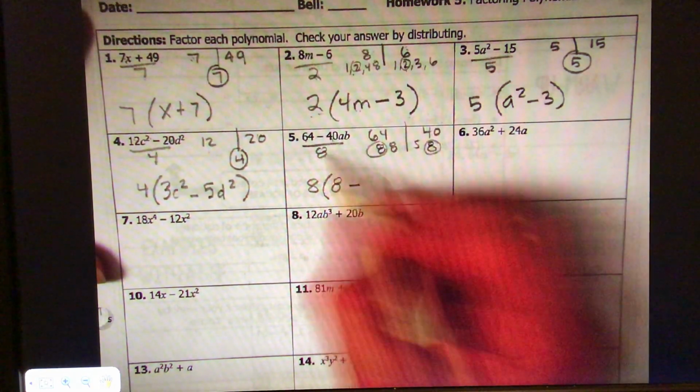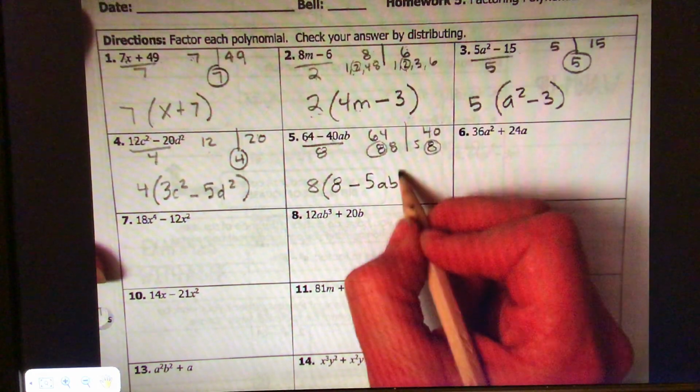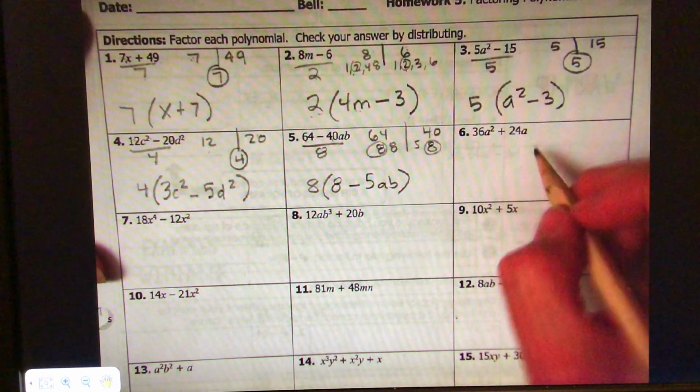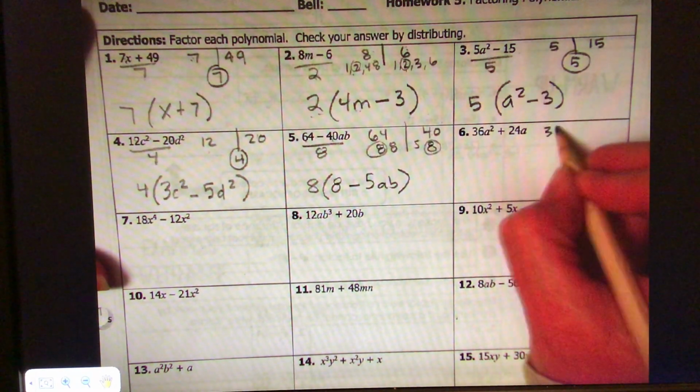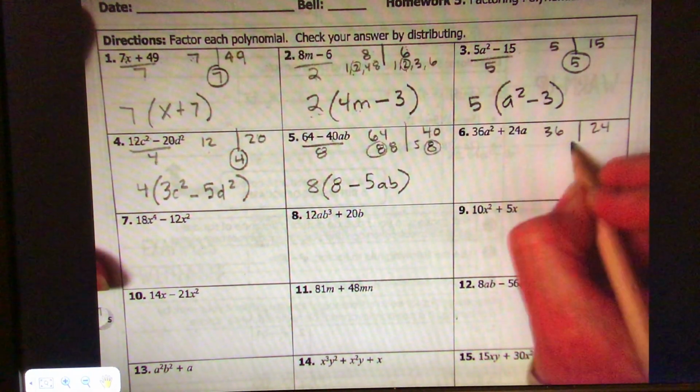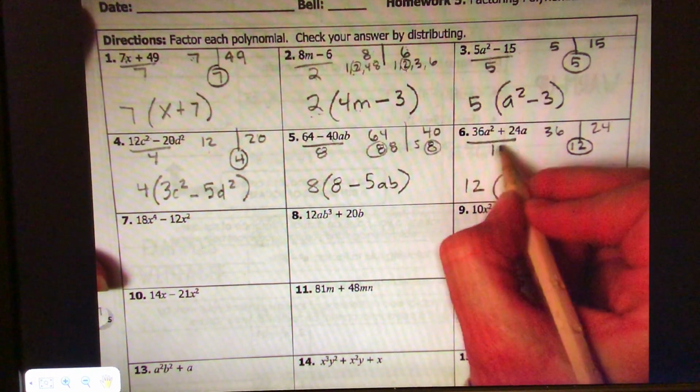40AB over 8 is 5AB, and I'm subtracting, or negative, however you want to look at it. 36 and 24. Ooh, I already know 12 because I know my 12s. That was my spidey sense. 12 goes outside, all over 12.